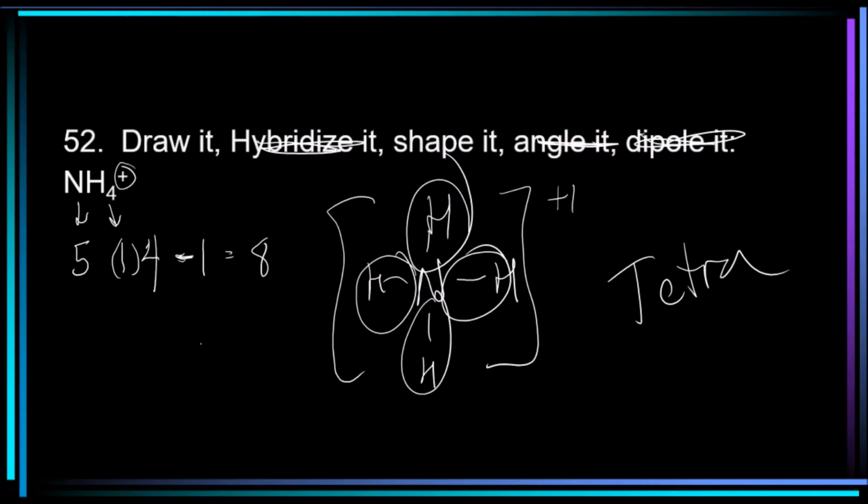What if it was 3 bonds and a ghost? Pyramidal. What if it was 2 bonds and 2 ghosts? What if it was 3 bonds? And what if it was only 2 bonds?